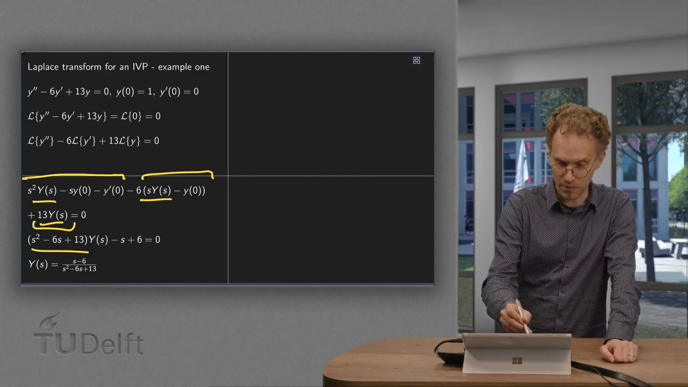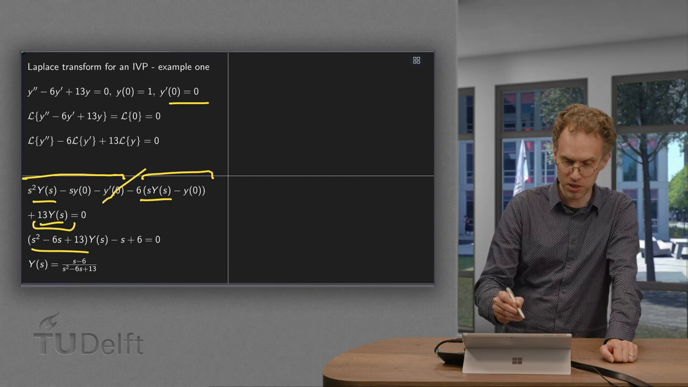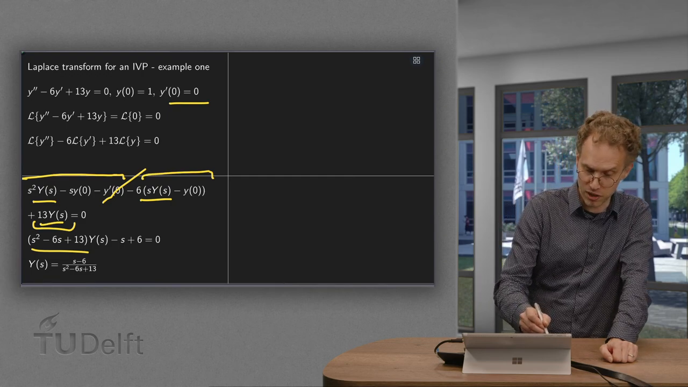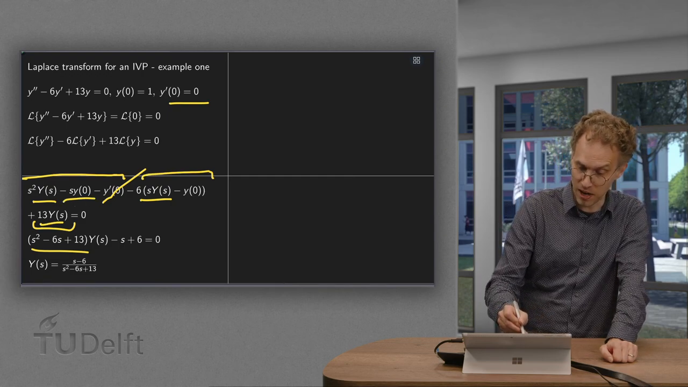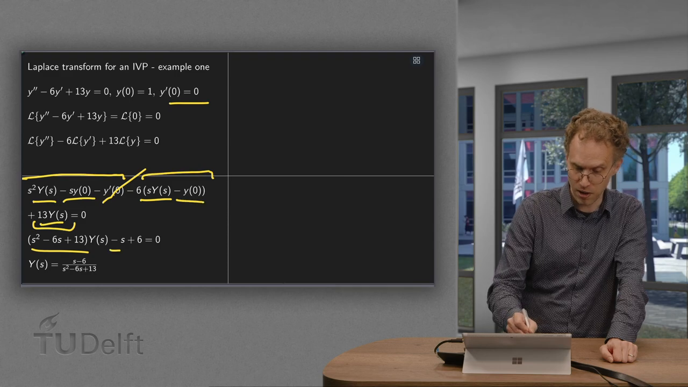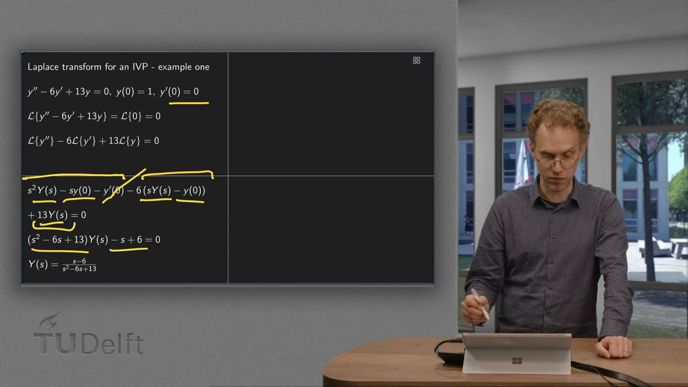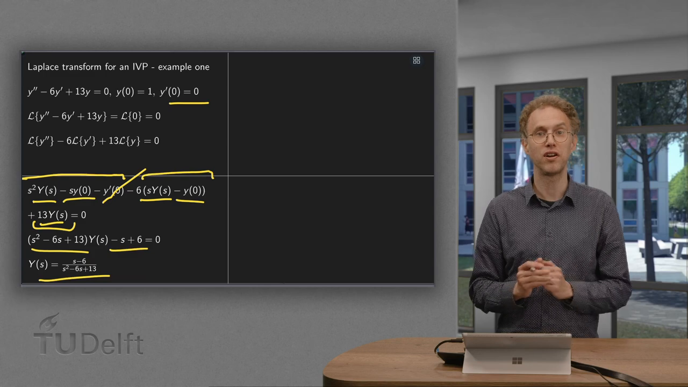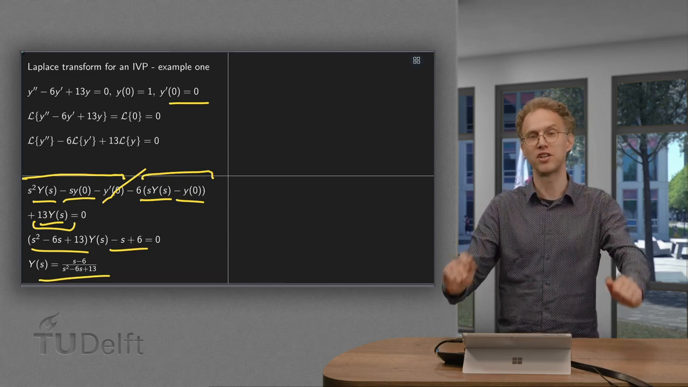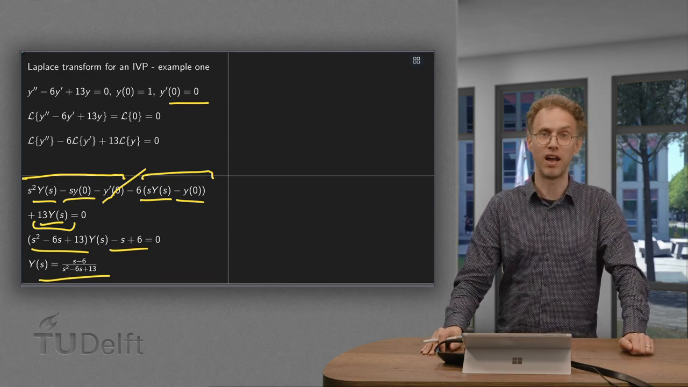We have y prime of 0 equals 0, so this one drops out. y of 0 equals 1, so we have a minus s, and here we have a minus minus 6, so plus 6 over here. And then we can solve for Y of s. So far, so good. So this went really, really fast. It gives us Y of s immediately.